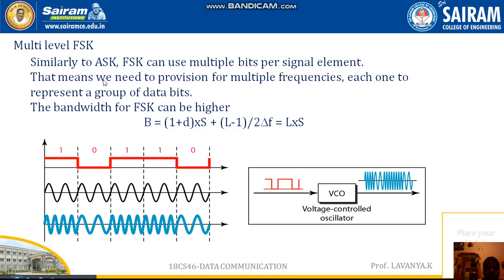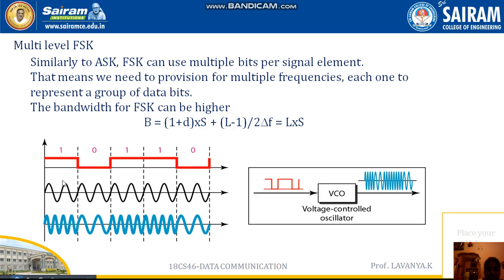And this is the multi-level FSK. The multi-level FSK is similar to our amplitude shift keying. It uses multiple bits per signal element, which means it provides multiple frequencies, each one representing a group of data bits. Now the bandwidth is B = (1 + d) × S + (L − 1) × 2 delta f, or L × S. This is the bandwidth of our multi-level FSK.